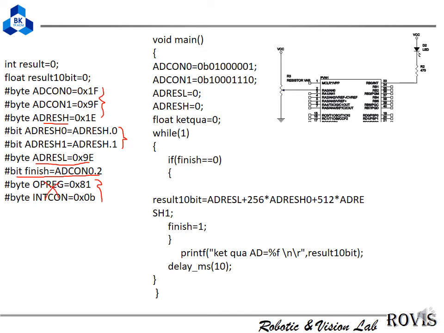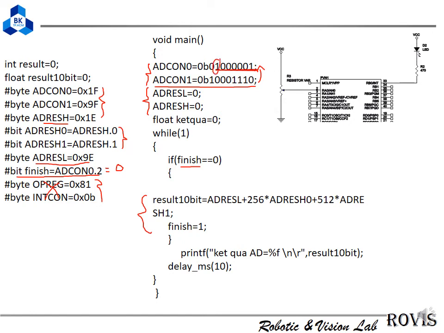So the first one is to choose right here. Here I choose pin 0, A0, which is the analog mode, and I choose channel 0. This is A0 here, and this is the result. If it's finished, that means this bit equals 0, and I will read the result here. Because here I use ADFM equal 1, this is the right justified.